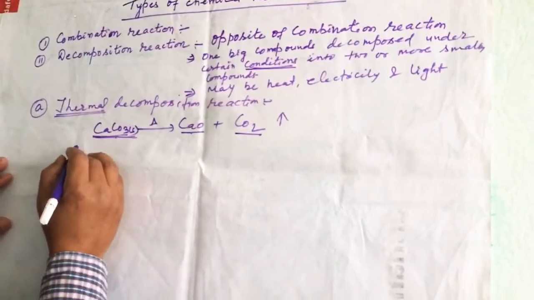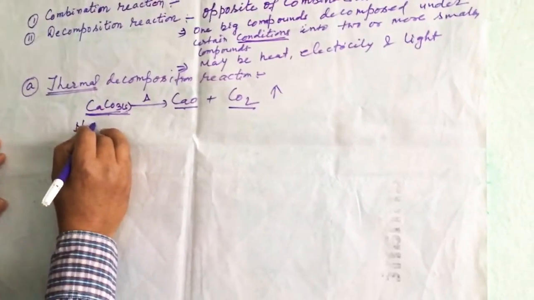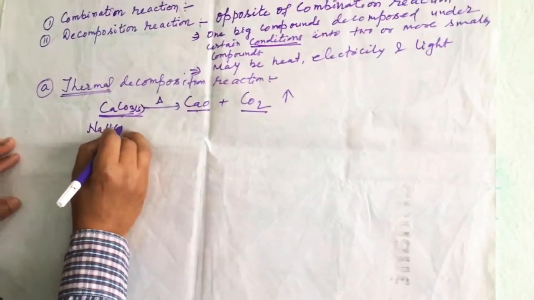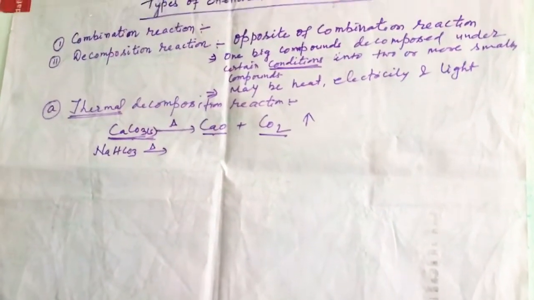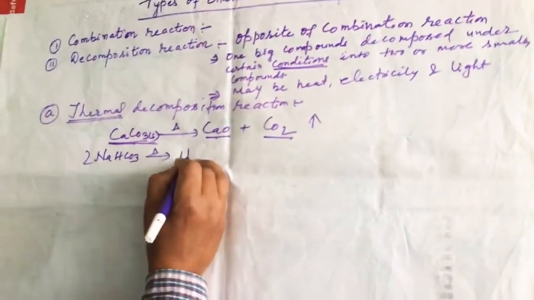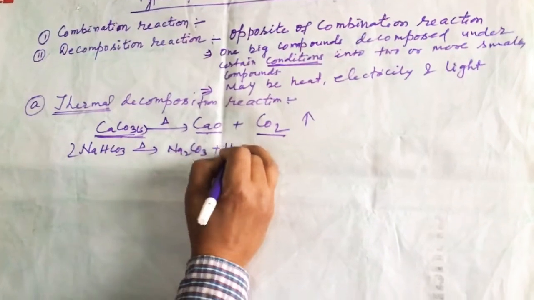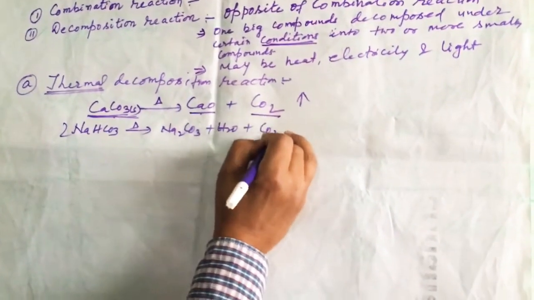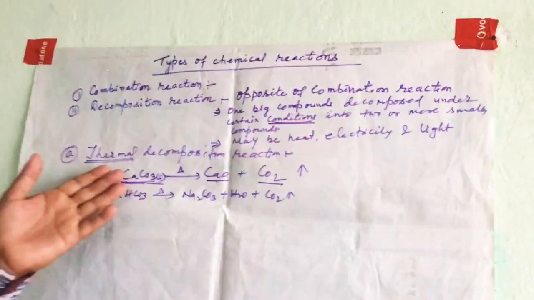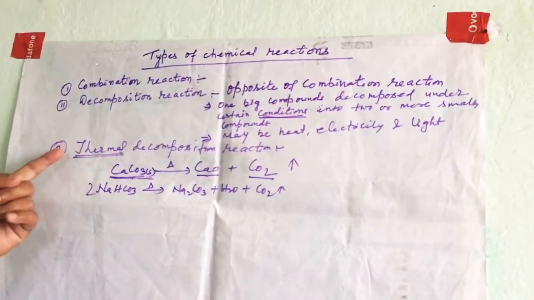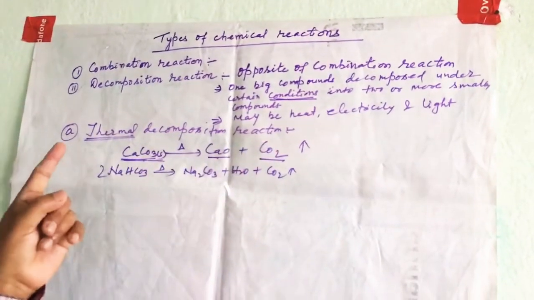Then another example, sodium bicarbonate or sodium hydrogen carbonate. Upon heating, sodium carbonate, CO2 is formed. So the first type of decomposition reaction is called thermal decomposition reaction.